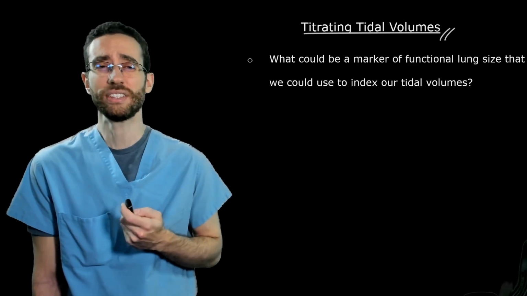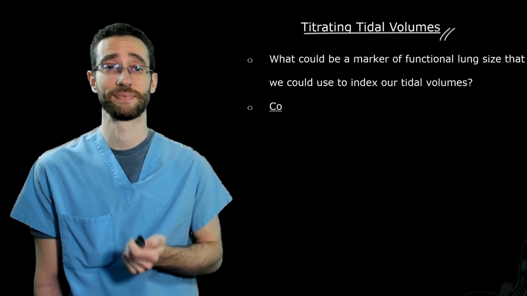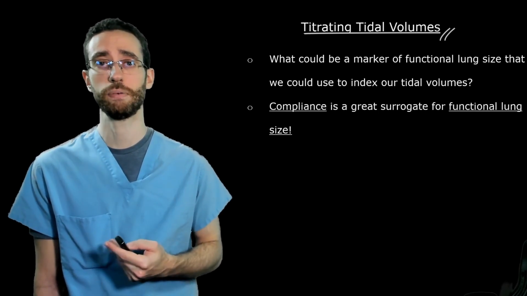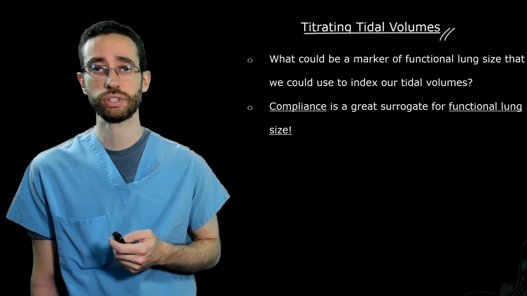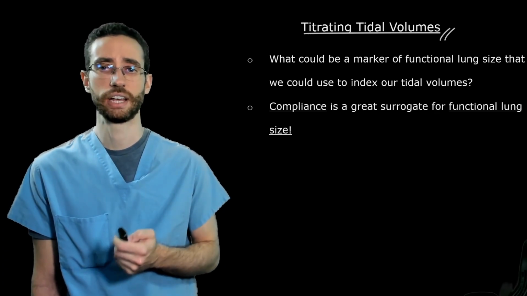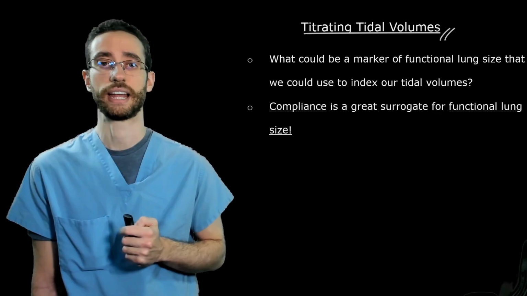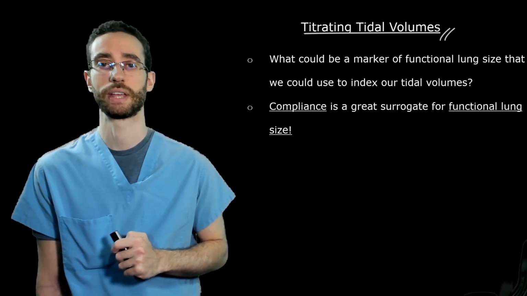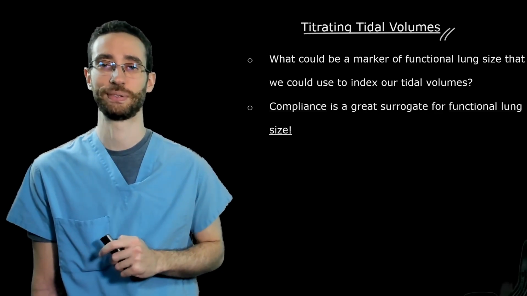Well, what is a clinically available parameter that varies with changes in functional lung size? The answer is compliance. The more of our lungs we have available for ventilation, the higher is our compliance. We could dose tidal volumes by units of compliance. We could communicate as, I want 15 mL per each unit of compliance. And if compliance was 30, we would give 450 mL of tidal volumes. But that would be complicated. There is an easier way to do this.